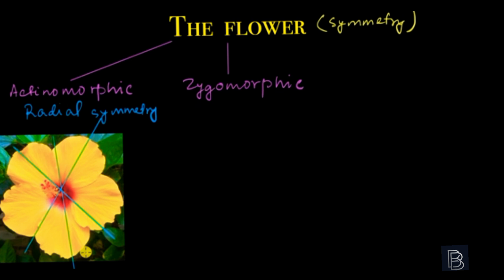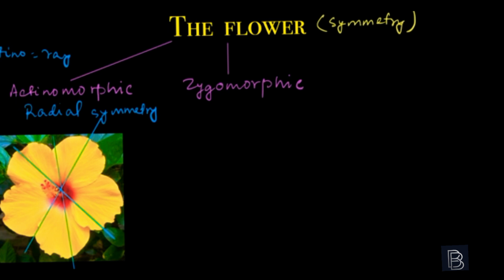So that's radial symmetry, and the flowers which have radial symmetry are called actinomorphic. Actino actually means ray. So when you draw all these lines that divide the flower into halves, they look like rays, hence actinomorphic. So that's one type of symmetry present in flowers.